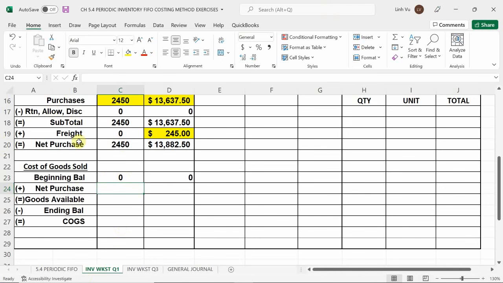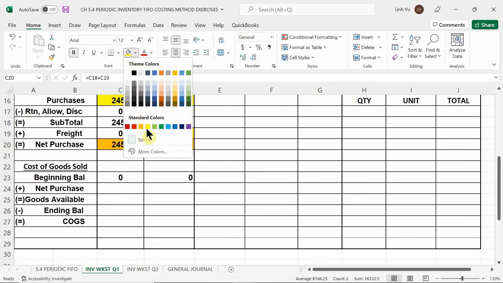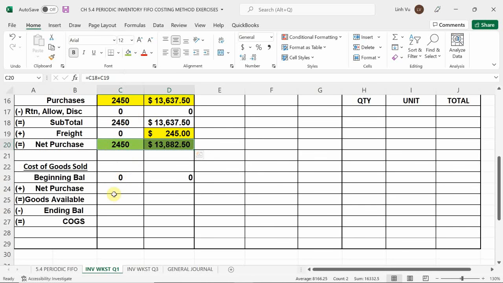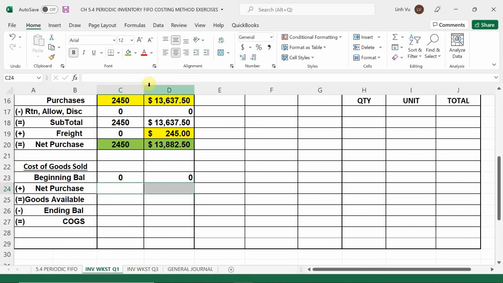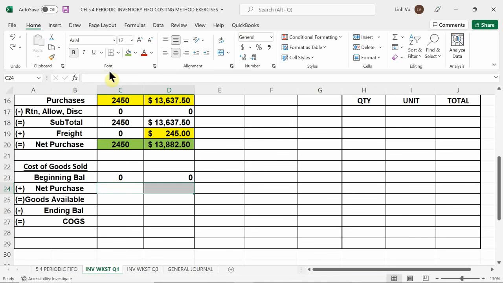Where did I solve for my net purchases? Right here. And I'm going to use another color to indicate where this is coming from. And I'm going to use green. Okay? So you can kind of see it. So this is where my net purchase is, and I'm going to carry this value down here. I'm going to carry this value here. Okay? So that's your net purchases. Okay?